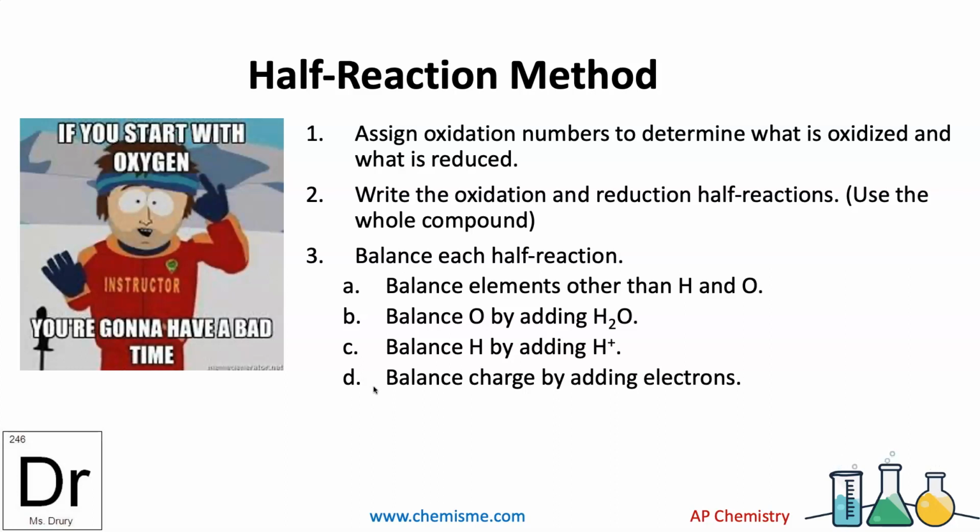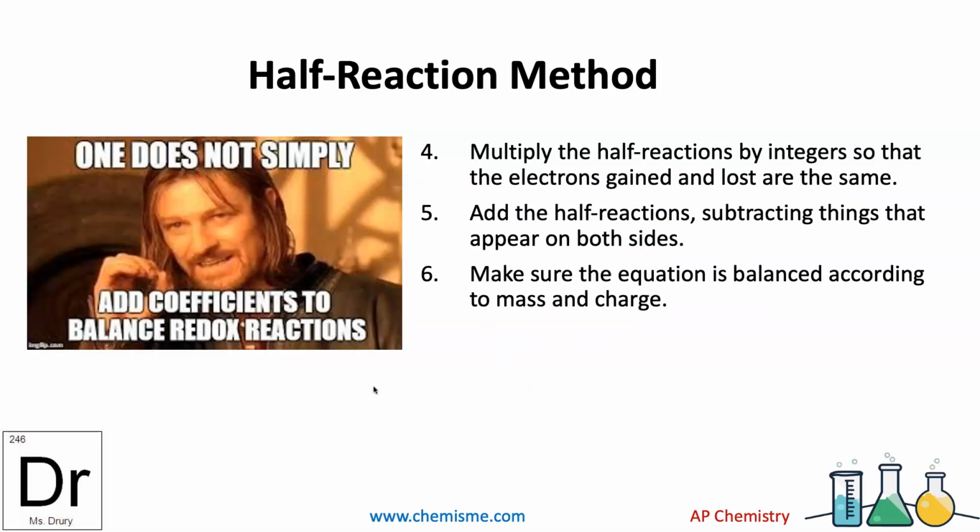Balance the O's by adding water. Balance the H's by adding hydrogen ions, because we're going to be balancing in acidic conditions first, and so there will always be hydrogen ions present if it's in an acidic condition. And then balance the charge by adding negative electrons, right? So electrons to a certain side.